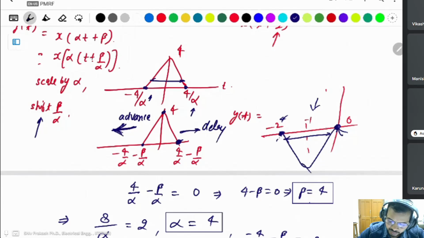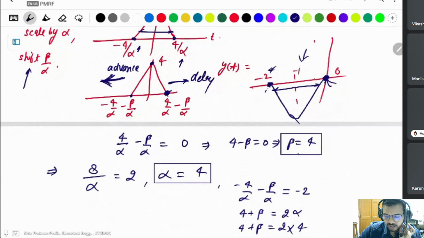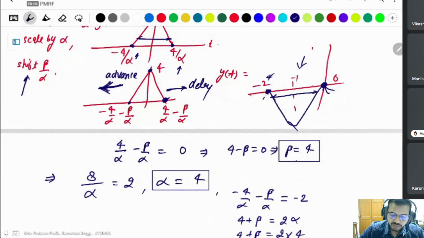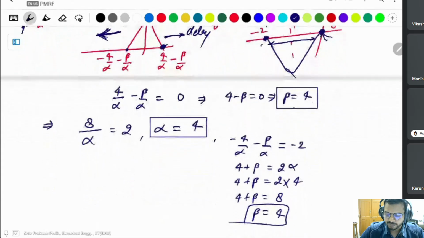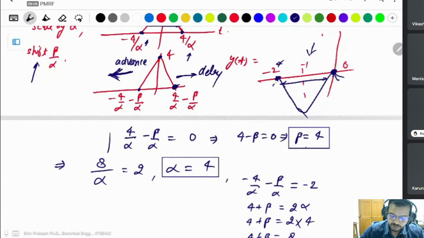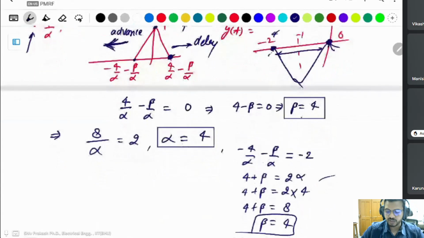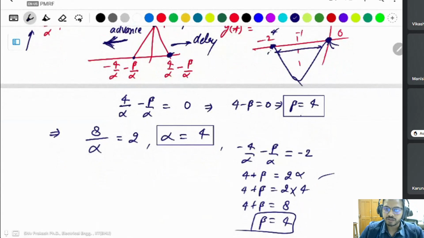Okay, then this corner point compared to 0, you can get the beta value. The alpha value you will get from the width of this signal. You can compare any one, this one or this one, both you can compare.